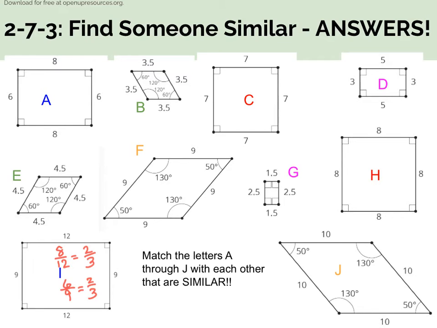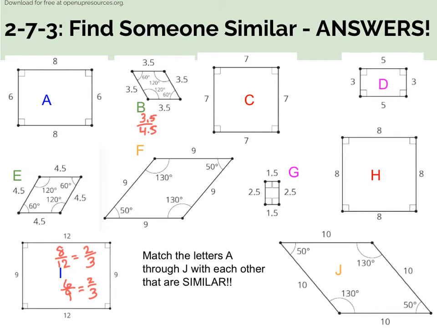Let's look at B. B goes with E here. First of all, let's look at the angles. We have 60, 60, 120, 120, and 60, 60, 120, 120. Now let's do the same thing with the sides. The sides are 3.5 over 4.5, okay? Let's put those together. So let's do 3.5 over 4.5.